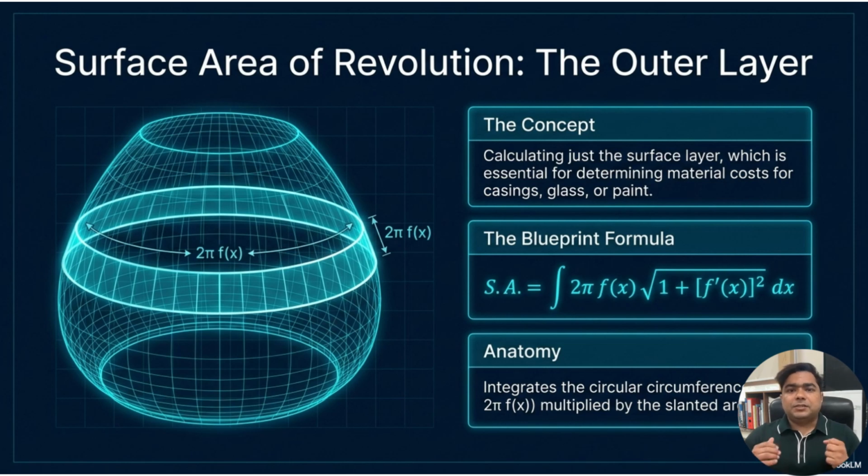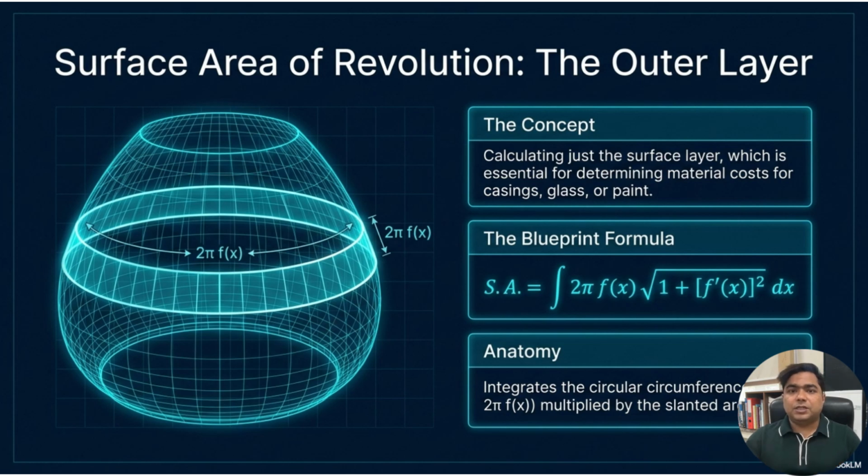This slide explains surface area of revolution. Previously, we calculated volume when a region was rotated around an axis. Now, instead of calculating the full inside volume, we calculate only the outer surface. This is important in real life. For example, if we want to paint a curved object, cover a metal casing, design a glass surface, or estimate material cost, we need surface area, not volume.